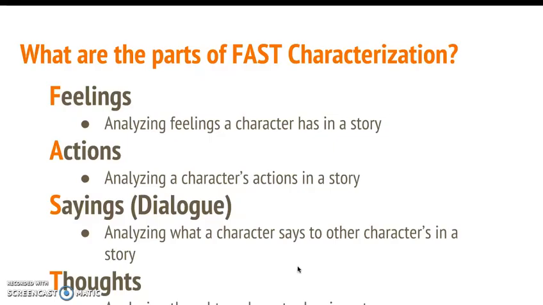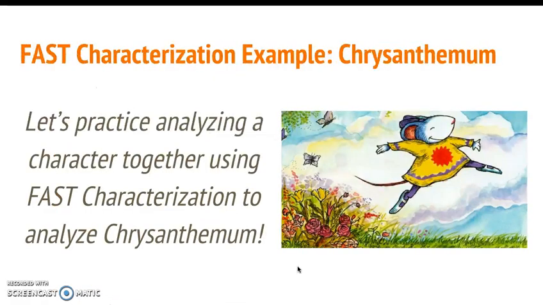What are the parts of fast characterization? Feelings. Analyzing feelings a character has in a story. Actions. Analyzing a character's actions in a story. Sayings is the dialogue, what they say to another character. Thoughts is analyzing thoughts a character has in a story. So let's think about Chrysanthemum, and let's practice analyzing her by using fast characterization.